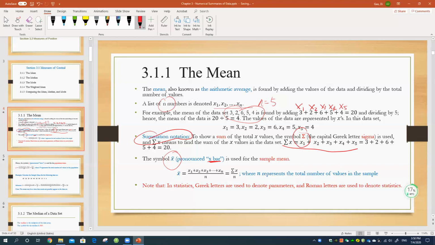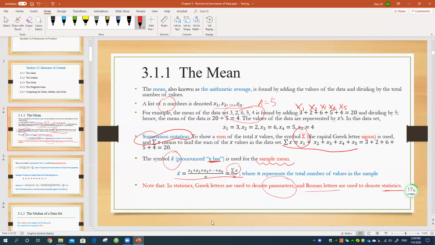So we say X bar is for sample mean. So sample mean X bar equals x1 plus x2 plus up until xn divided by n, which is sum of x divided by n. So this is the equation for calculating the sample mean. This whole thing is the equation. And n is how many numbers you have in the data set. And then x bar is just the sample mean. And note that in statistics, we use Greek letters to denote parameters. And then the Roman letters are used to denote statistics.